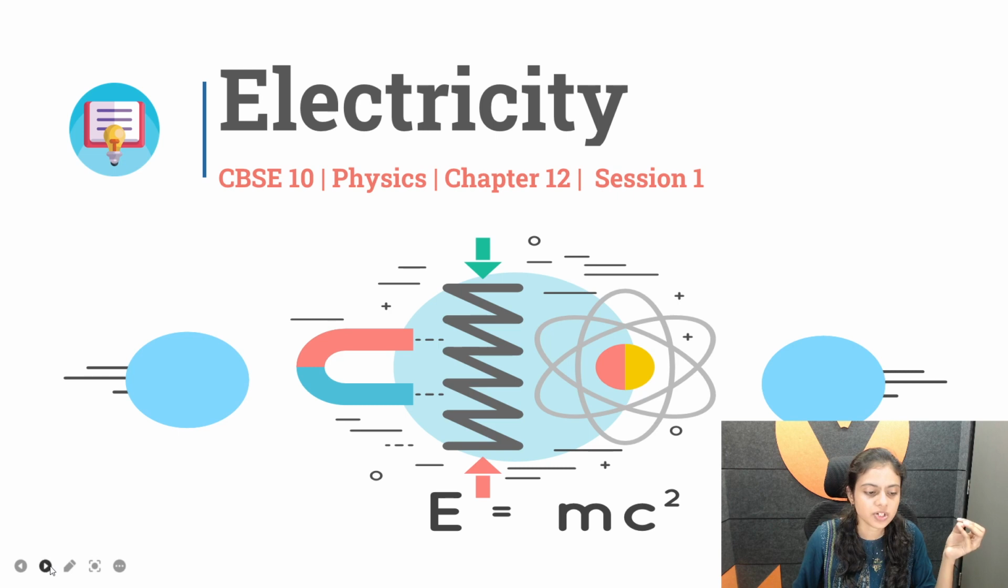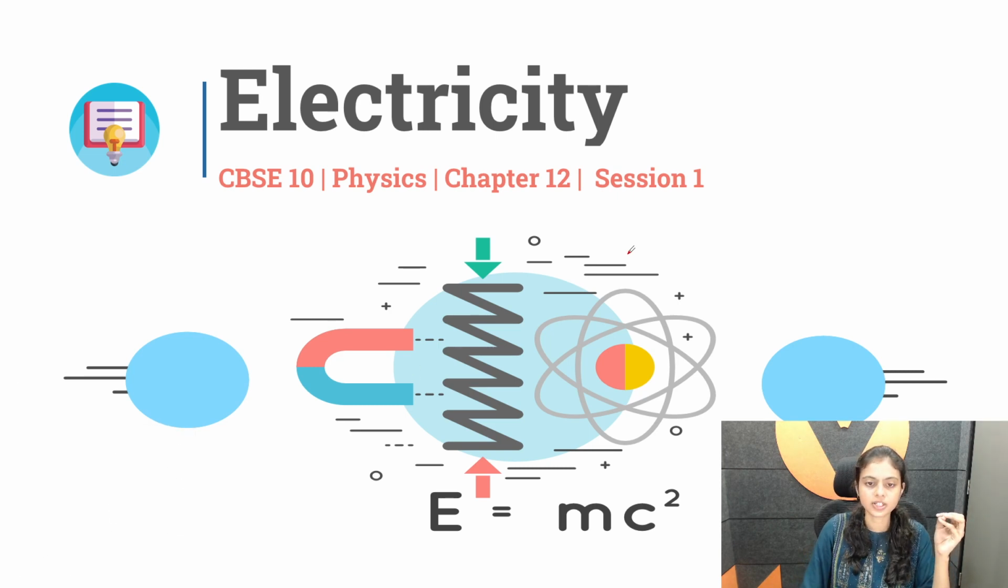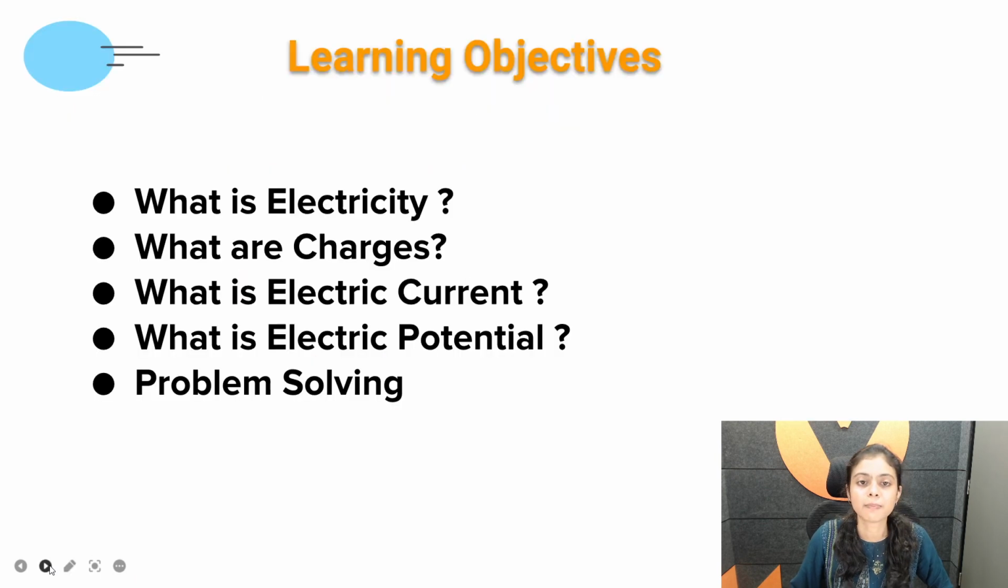This chapter is very important. Why is it very important? Because it carries 5 to 7 marks in your board examination. In the 10th CBSE board, the chapter electricity carries 5 to 7 marks. So you can't miss this chapter. It's very important.